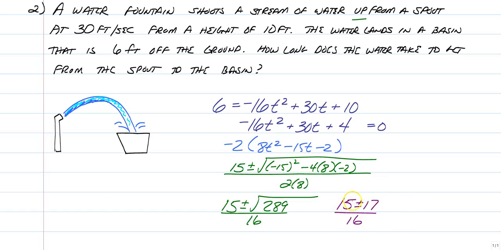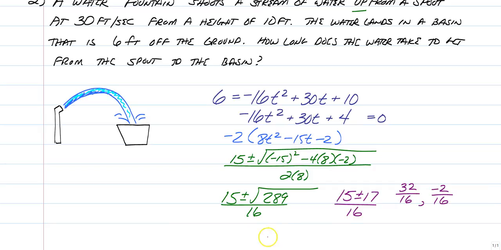So 15 plus or minus 17 all over 16. Okay, so that would split. So 15 plus 17 is 32 over 16. And 15 minus 17 is a negative 2 over 16. So we have two answers. Our time for all of this to happen is 2 seconds or a negative 1/8 second. Now, we know for a fact that we can't go back in time. I mean, that would be really cool if we could, but we can't. So we don't even consider that as an answer. So the time it takes to happen is 2 seconds. Okay? Because we can't go back in time.